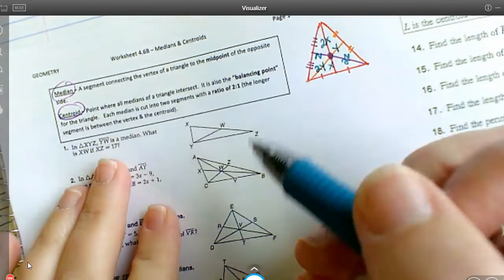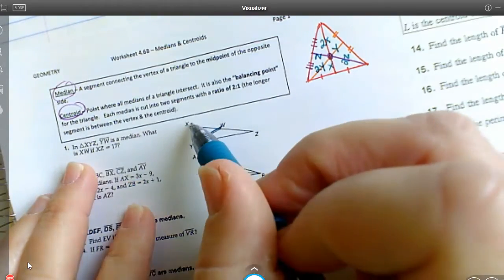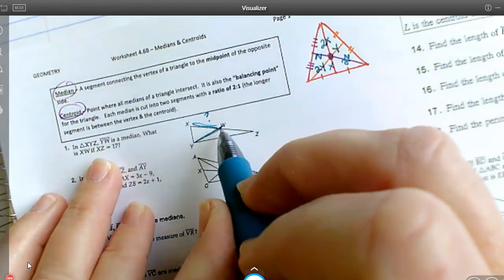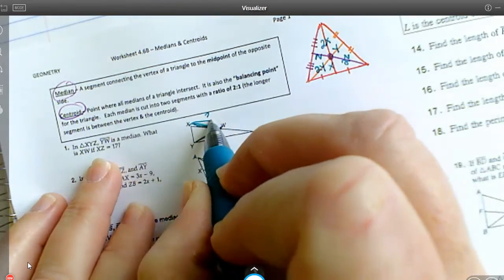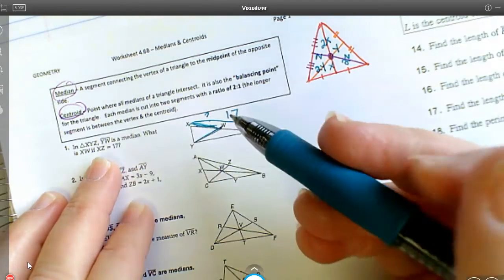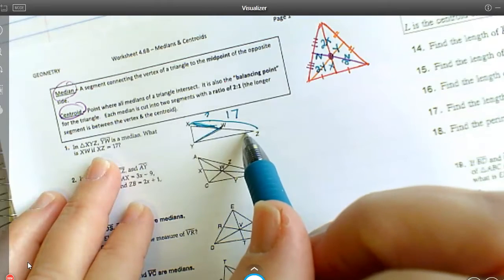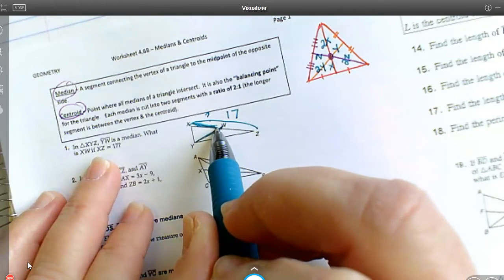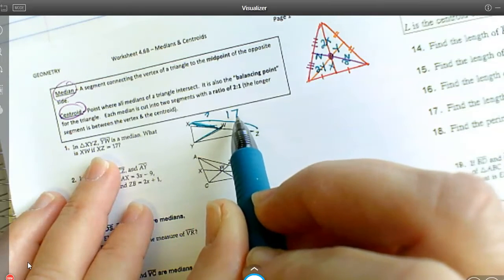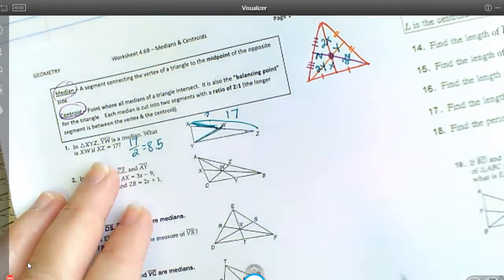Number 1, it says that YW is the median. What is XW if XZ, the whole thing, is 17? So because that's a median, and because I'm just talking about the side of the triangle, I know that whatever this is, that's the same as whatever that is. So I can divide 17 by 2 to figure out what the part is that I'm asking about. And I get 8.5.